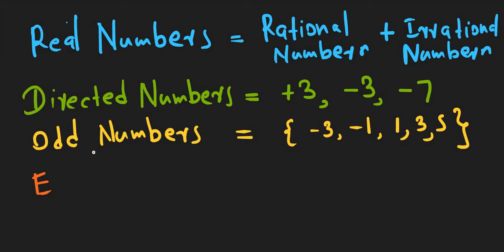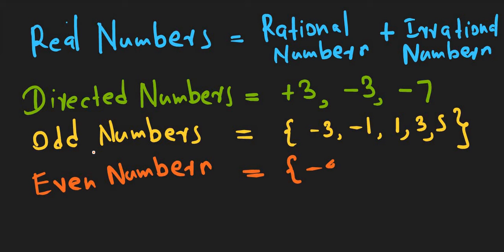Next, we have even numbers. Even numbers are those numbers that can be divided by 2 without any remainder. That means they are multiples of 2. Minus 4, minus 2, 0, 2, 4. Now these are even numbers.